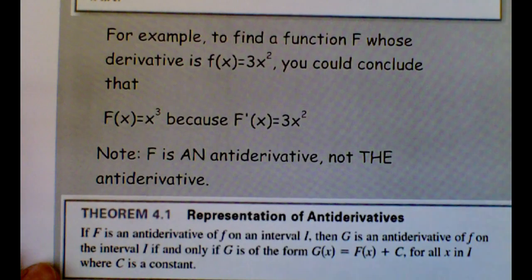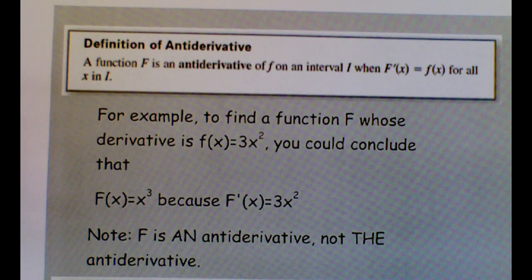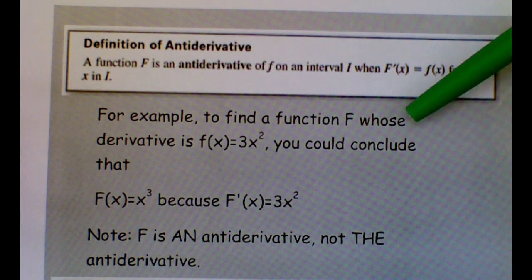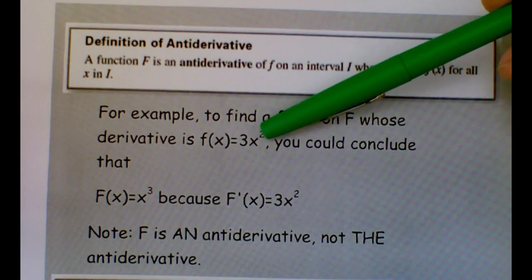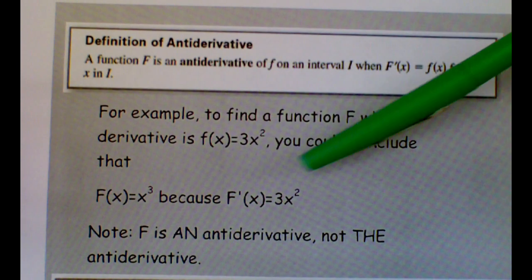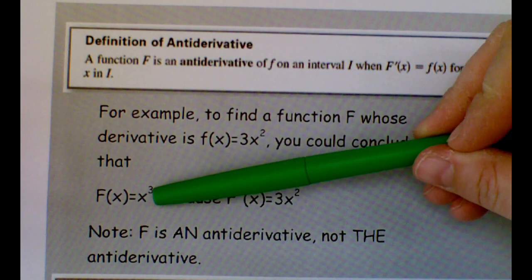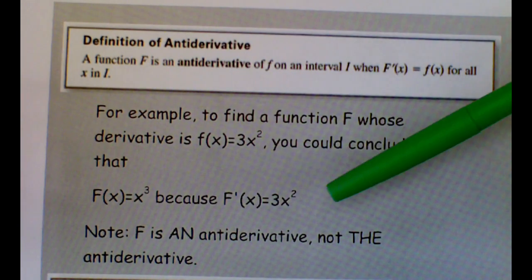So that is an antiderivative. An antiderivative of a function is the function that would have given us that derivative. So if the derivative of capital F is equal to lowercase f of x, the function capital F is the antiderivative. So for example, to find a function F whose derivative is 3x squared, you could conclude that capital F of x was x cubed because its derivative was 3x squared.